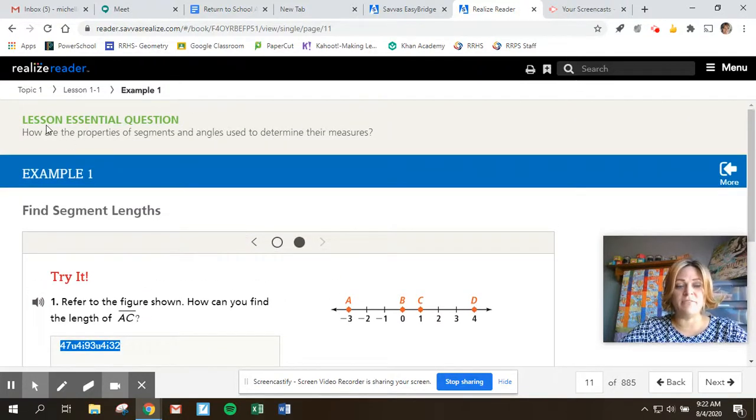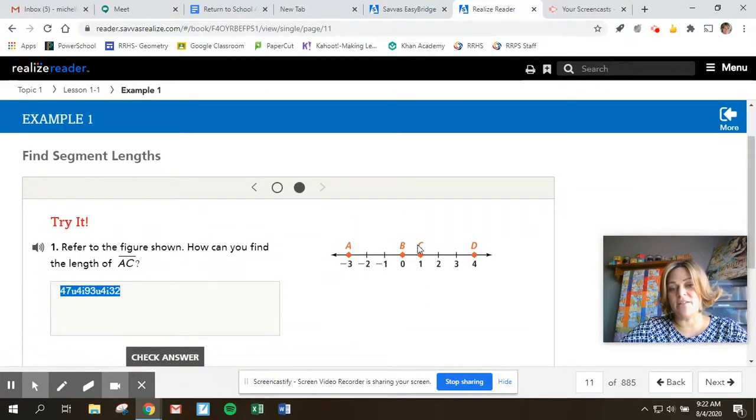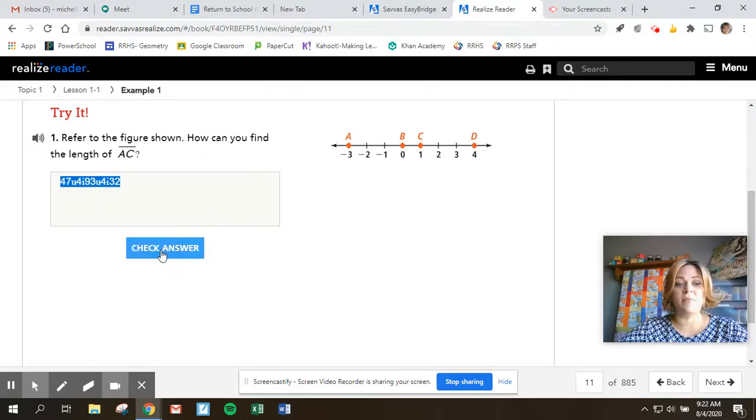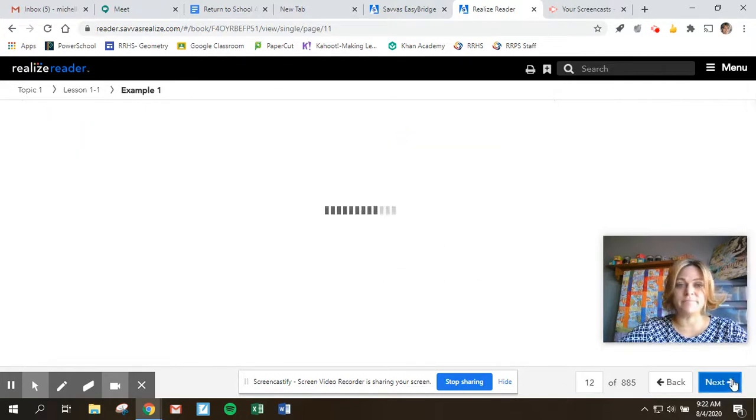And it will often ask you at the top, essential questions. How are the properties of segments and angles used to determine their measures? So basically, here's a segment that we're trying to find, AC. You have to be able to answer how you would find the measurement of AC. And hopefully you can. And remember, you can always check those answers.